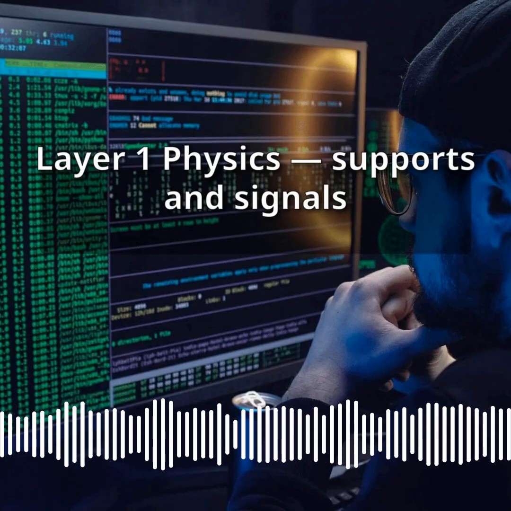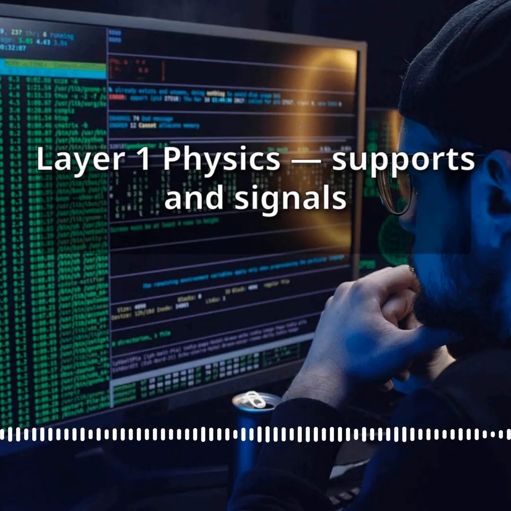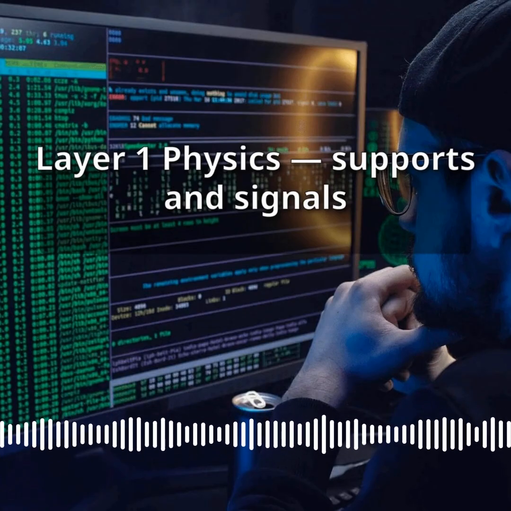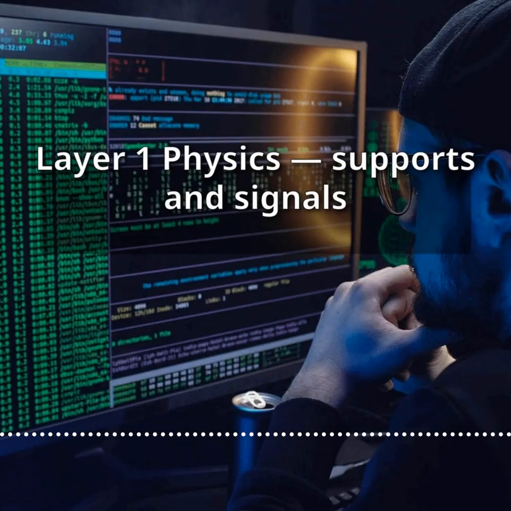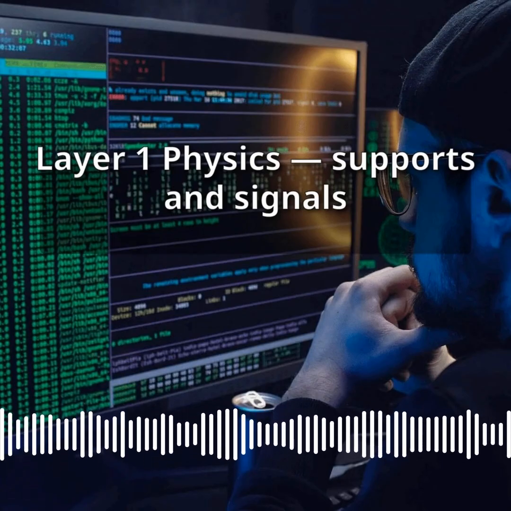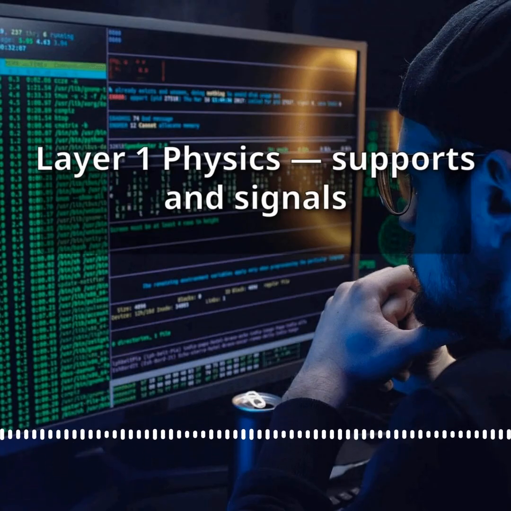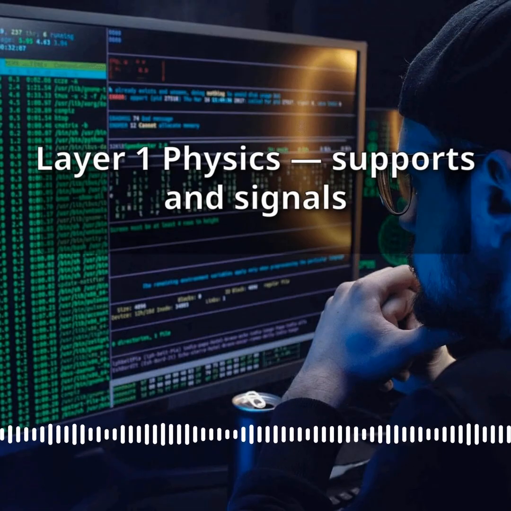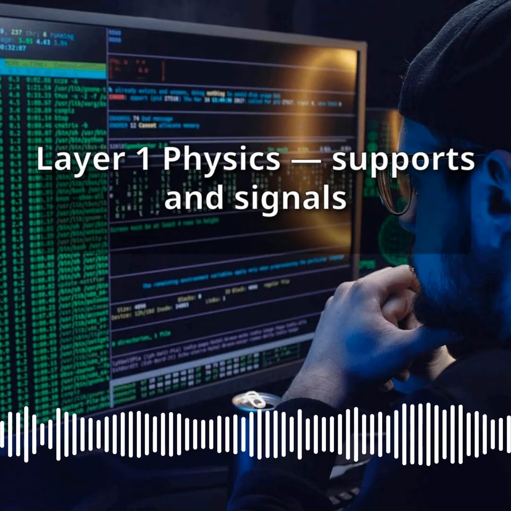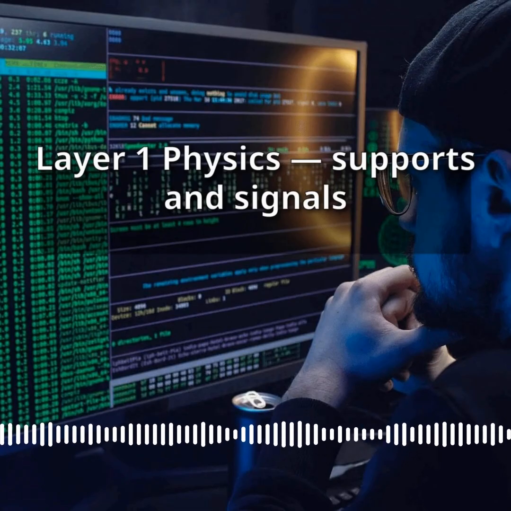Security implications of wireless. Because radio signals propagate in all directions, anyone within range can potentially capture the radio waves. This makes wireless networks inherently more vulnerable to passive eavesdropping than wired networks. Encryption protocols, such as Wi-Fi Protected Access 2 or Wi-Fi Protected Access 3, are essential on wireless networks precisely because the physical medium is open by nature.